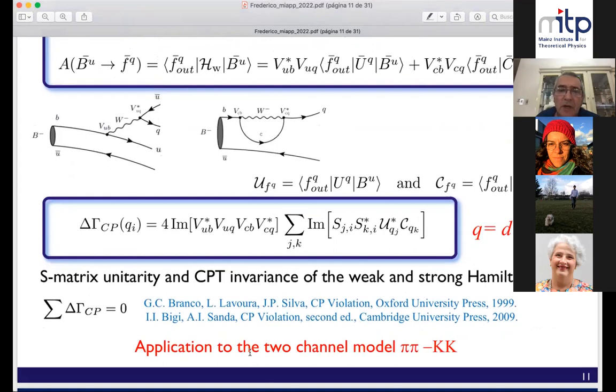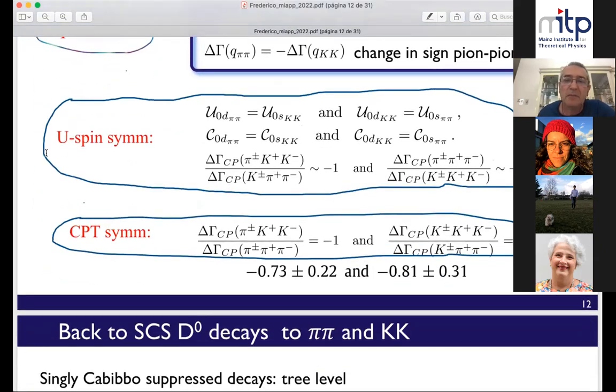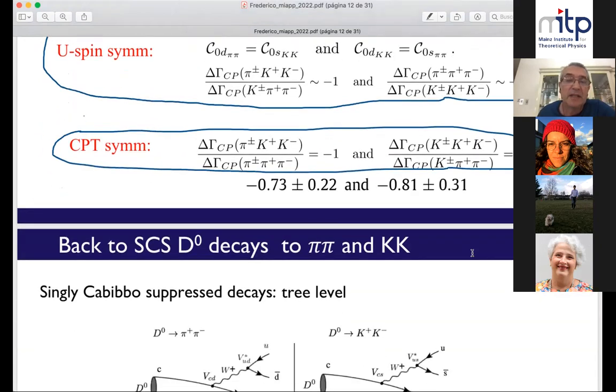Okay, so now we can make a little application of this model, just considering a two-channel coupling, pi-pi and KK bar. Here is just the expression. Sorry, oh, time flies. Essentially we are able to incorporate both final state interaction and U-spin. These are the predictions we can have, and it is really not bad. So these are the channels coupled by final state interaction.